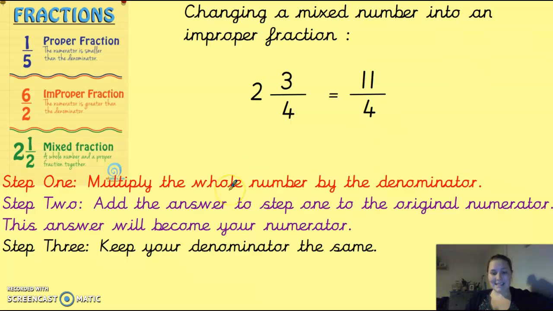So if I put that into steps, I would take this one, for example, 2 3/4. I would multiply the whole number by the denominator, okay, because 1 whole would be 4 quarters. I've got 2 wholes, so that's 8 quarters. And then I add the amount of quarters I had left over anyway, 8 add 3, 11 quarters. Okay, so that is how we change from a mixed number to an improper fraction.